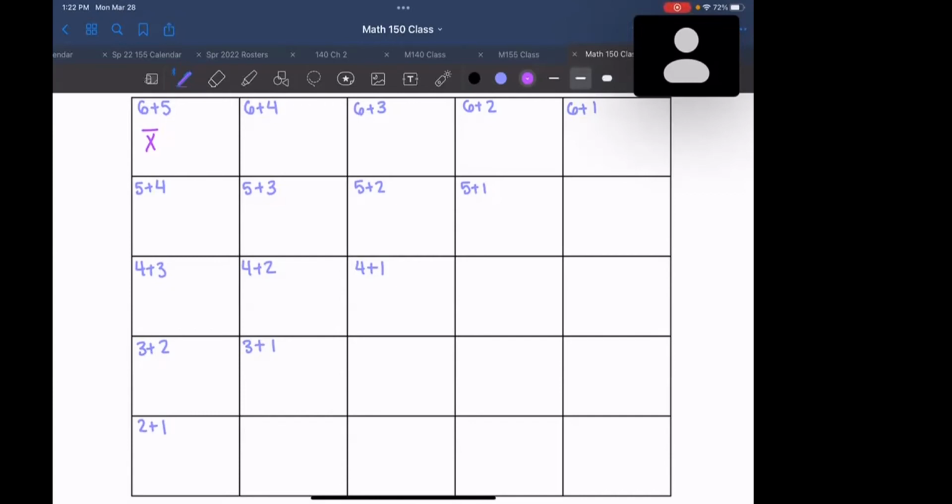I think I heard it. Good, add them together, divide by 2. There's 2 numbers, add them together. 6 plus 5 over 2 is 5.5. Okay.